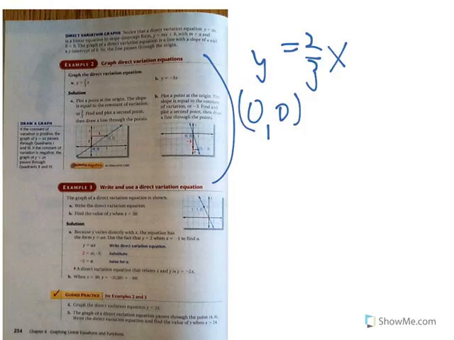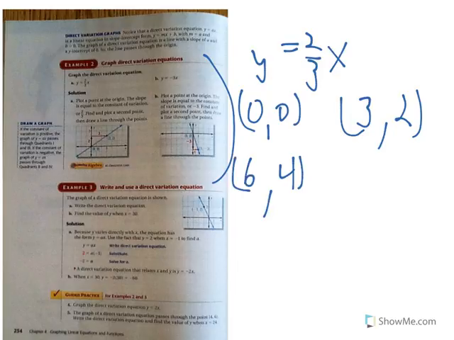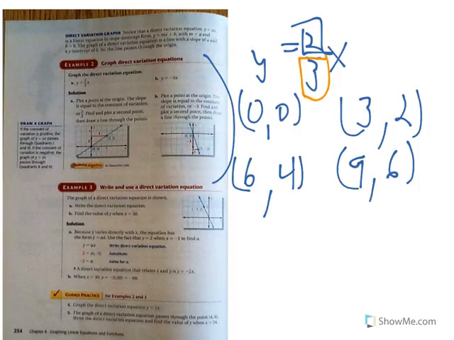And then what do you do? You go up 2, and you go over 3, so that's going to be a point. Up 2, over 3. Up 2, over 3. And you see what I'm doing? Each time I'm adding, for the y, I'm adding that, and for the x, I'm adding this.